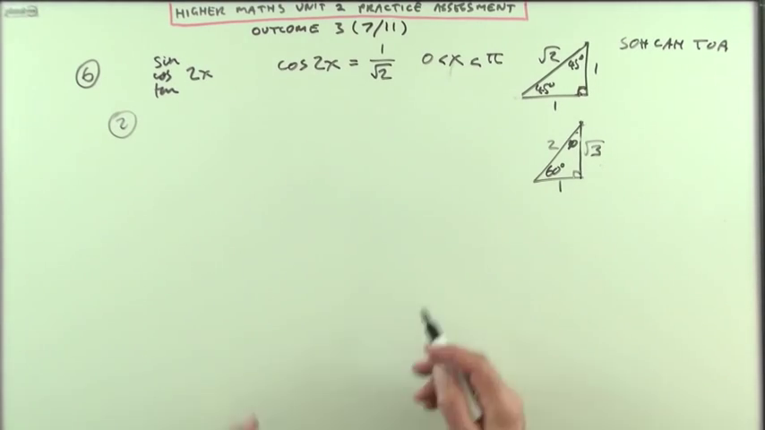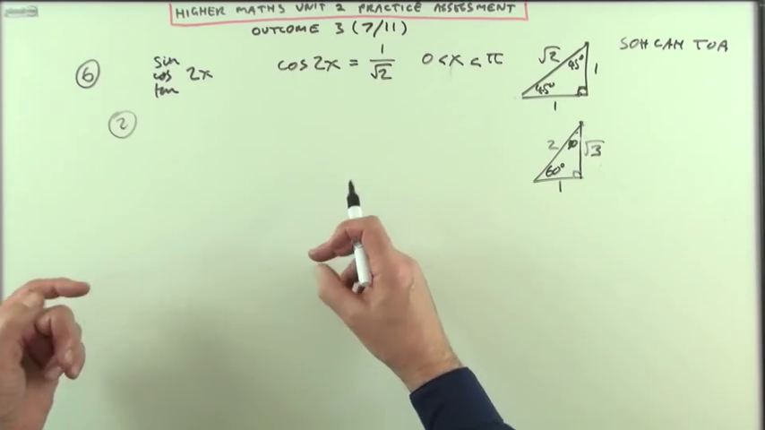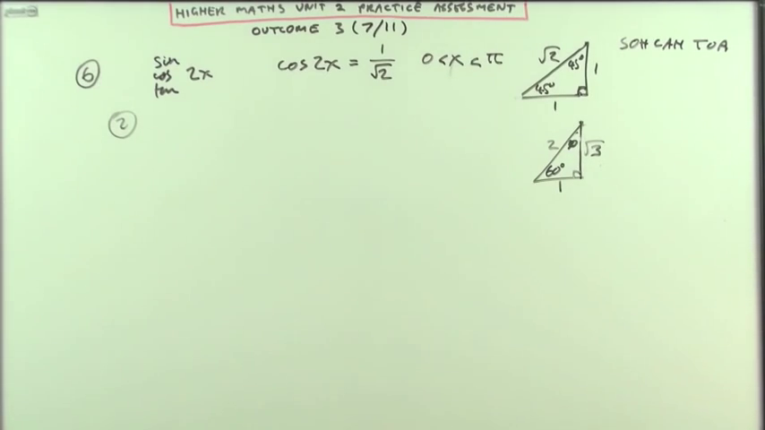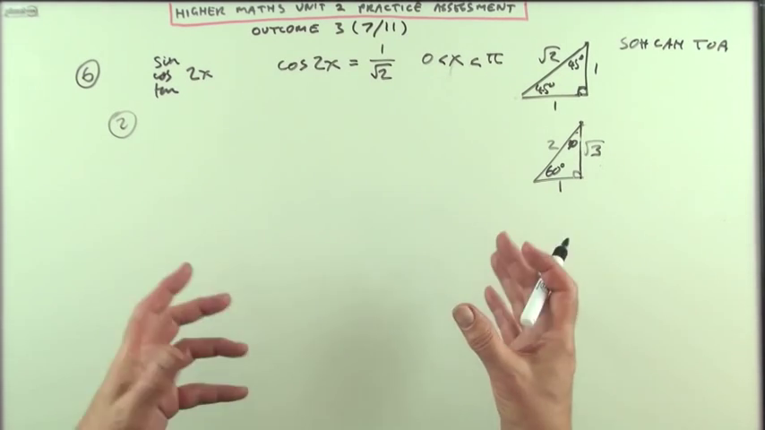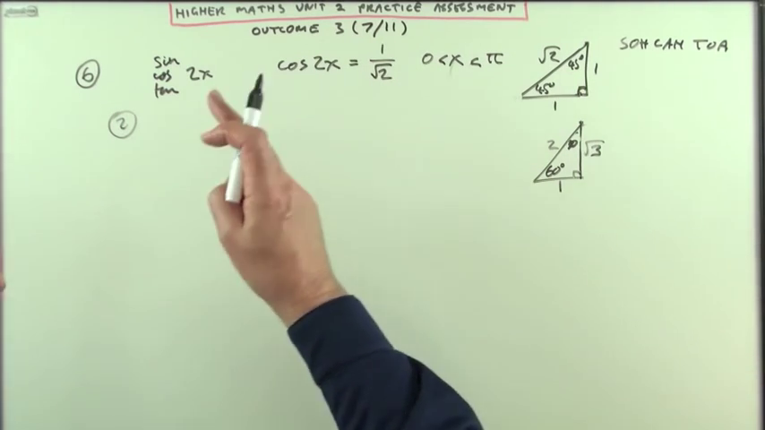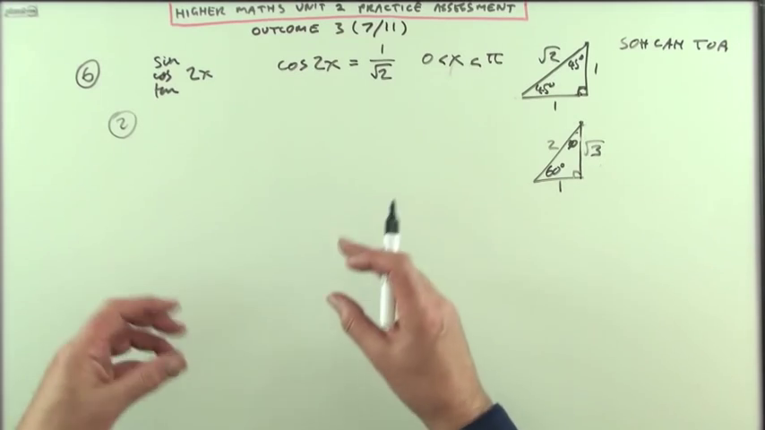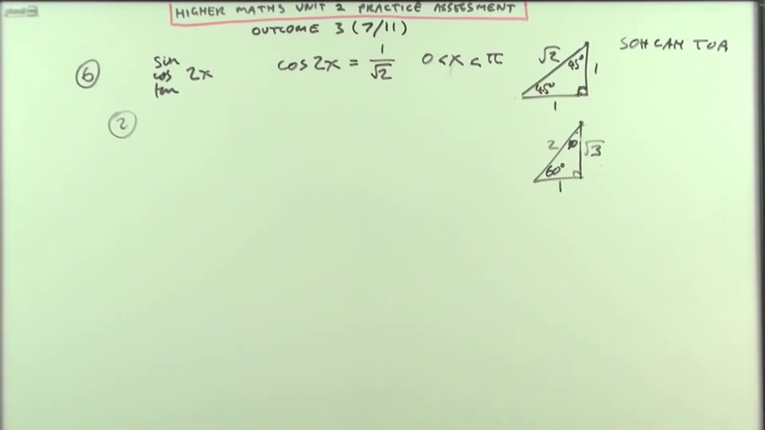The alternative is to do it in degrees, work through it in degrees, and then change it back to radians at the end. There's much more work there. But you may decide to do that because you feel happier with degrees. So I'll do it both ways. But if you do go the degree route, make sure you change it back to radians in the end, or you'll lose those marks, that calculation mark.